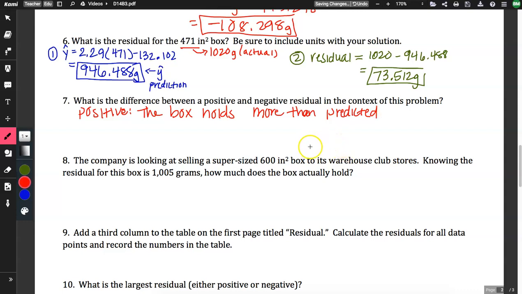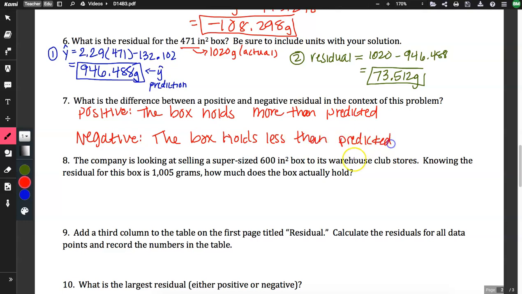Right? Because when we did our actual amount minus our predicted amount, the actual would have to be bigger in order for it to be a positive number when we subtract. If you get a negative residual, the box holds less than predicted. Okay? So, you can think about, well, what would a boss prefer? Would they want the box to hold more, or would they want the box to hold less cereal?